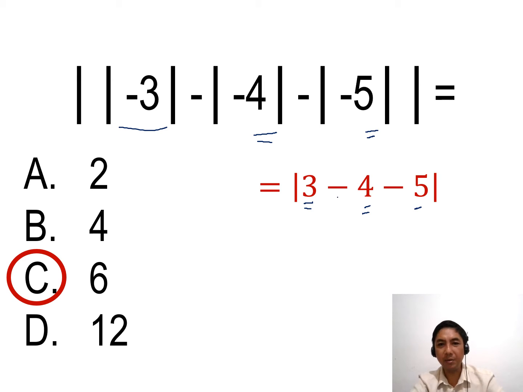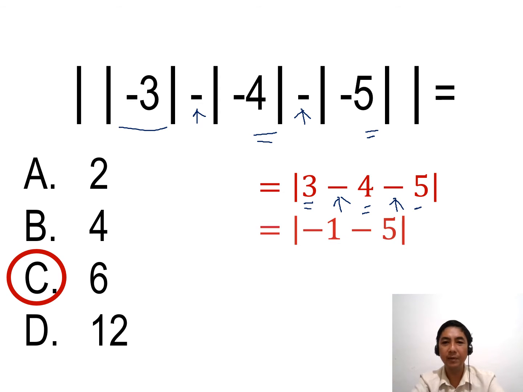Now, these minus signs, you just copy them. After that, we simplify the numbers, or we add or subtract the numbers. 3 minus 4 minus 5: first, 3 minus 4 will give us negative 1, minus 5. Then negative 1 minus 5 is negative 6.